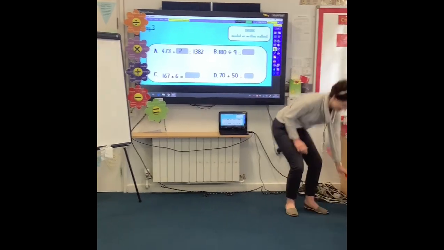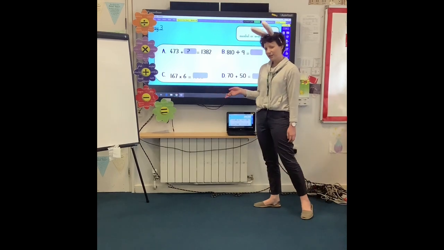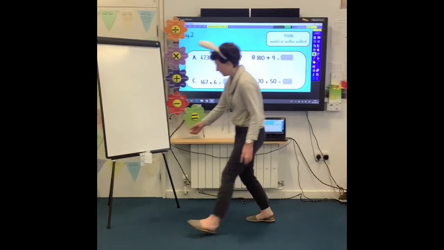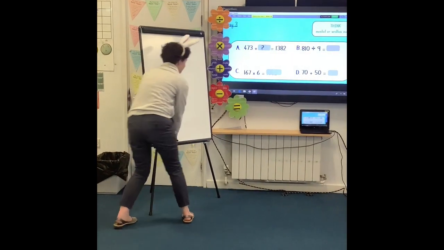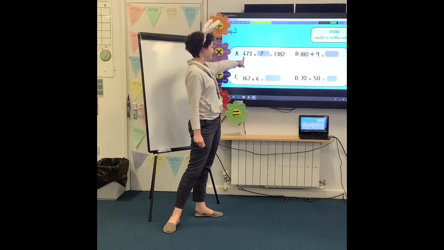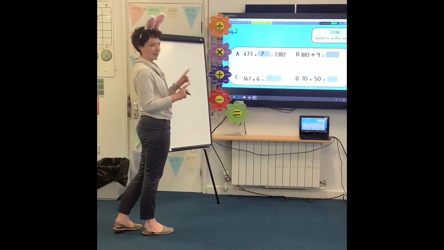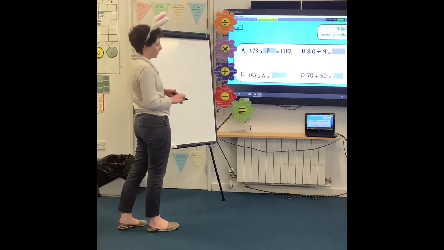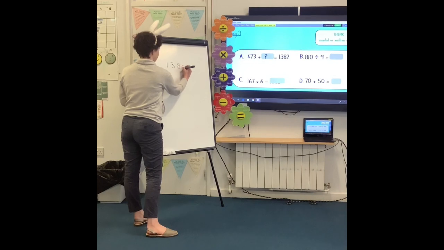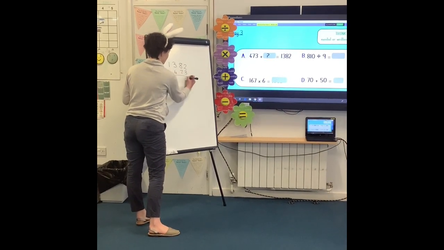Right, I'm going to put this down because this is not very useful for maths. So, A, that is a question that I would have used a written method for. So, let's have a go at working out the answer. Again, I've got a missing number. I know 473 add something is 1,382. So I'm going to have to use my inverse to help me with this one. So I'm going to have 1,382 subtract 473.